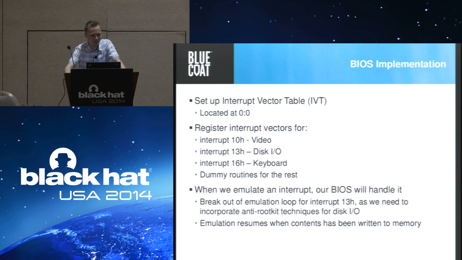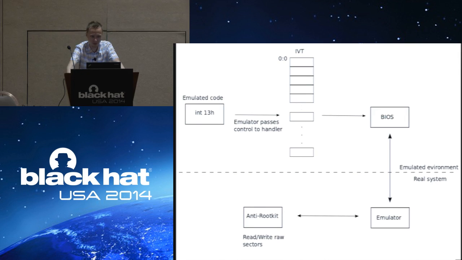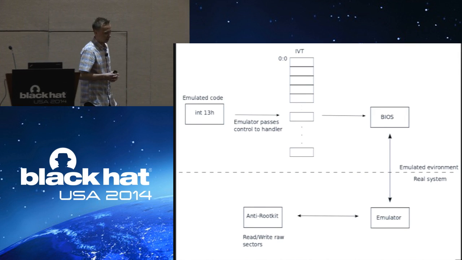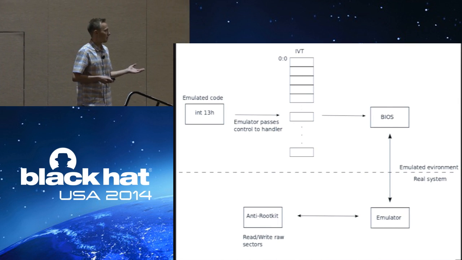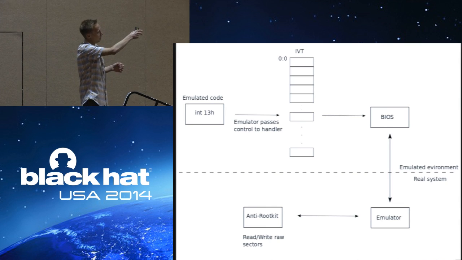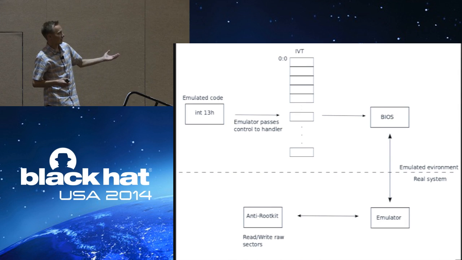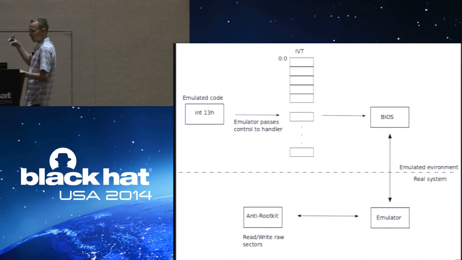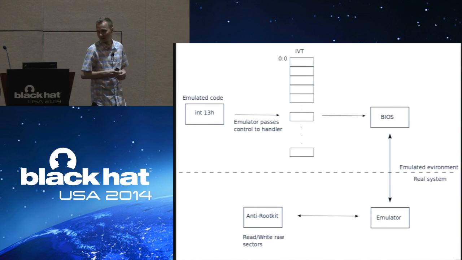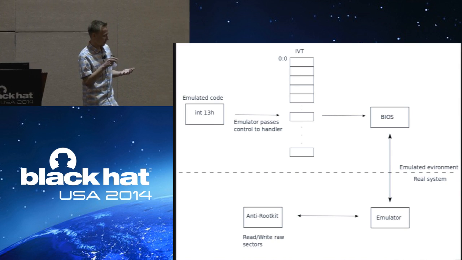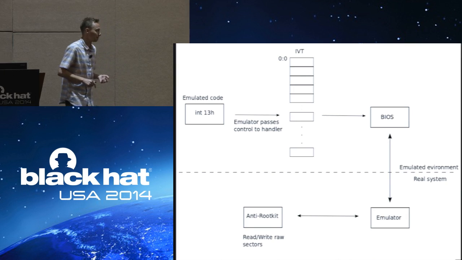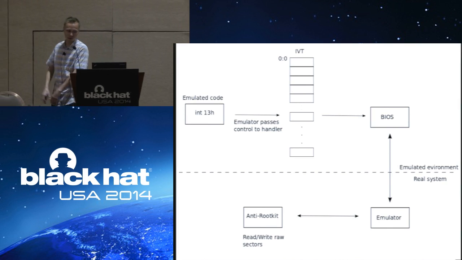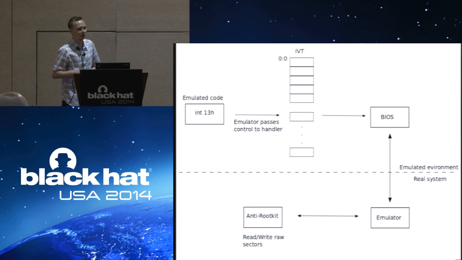So this means that, of course, when we emulate an interrupt, our BIOS will handle it. But for some interrupts, like interrupt 13, it's a bit more complicated. At this point, we actually break out of emulation. Whenever we encounter an interrupt 13 in the boot code, our emulator will pass control to the handler registered within the IVT, which will then pass control to our BIOS. And the BIOS will check which function code this is and determine whether or not it needs to break out of emulation. If it does, as is the case for interrupt 13, it will just tell the emulator, you need to read sector 1 and load it into this address. Then the emulator will query the contents on disk from the anti-rootkit module, write that into emulator memory, and just continue.